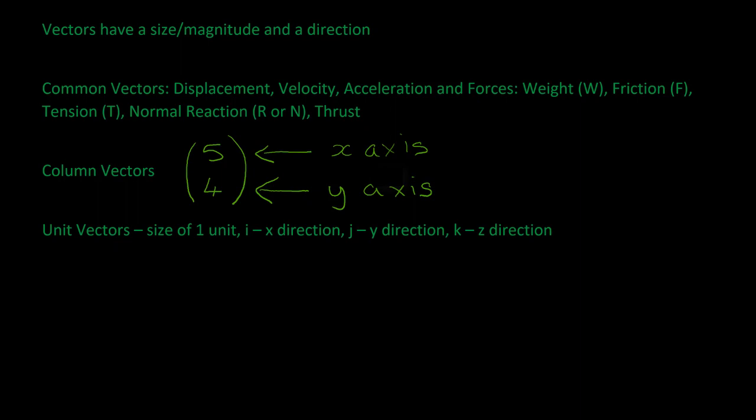So you will be introduced to a new way to write vectors using what are called unit vectors. As it sounds, it means that the size of each of the vectors is just one unit, whatever units the question is involving. And what you'll find is that i is used to indicate the x direction, j the y direction, and k the z direction should they put in any 3D. So the column vector that you can see above would be written as 5i plus 4j.